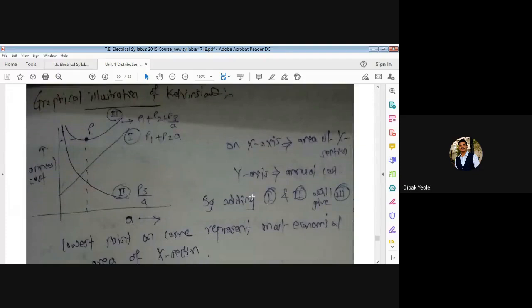One can represent the Kelvin's law with graphical method also. So we have to use the P1 plus P2A, one graph. This is the hyperbola, P3 divided by A, yes. And whenever we take the intersection of these 2, we will get the third graph. And this is called the addition of these three.